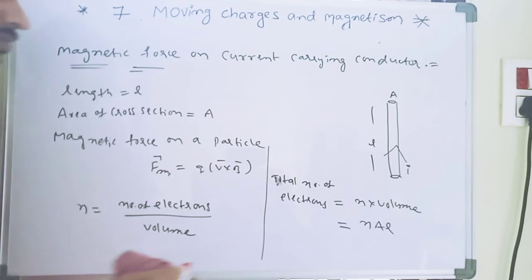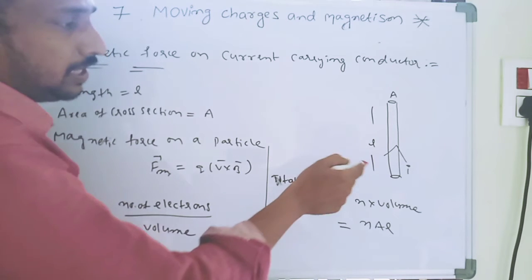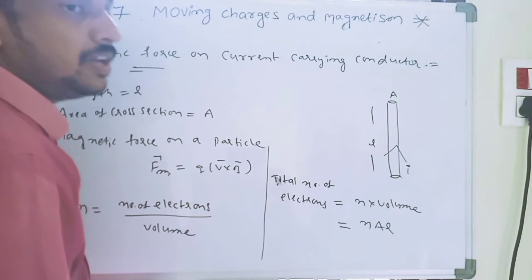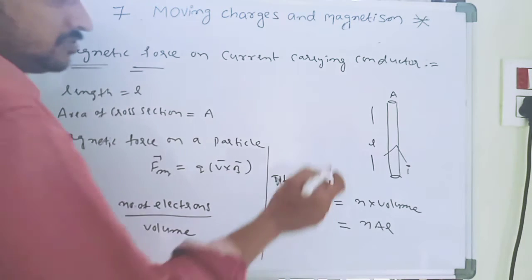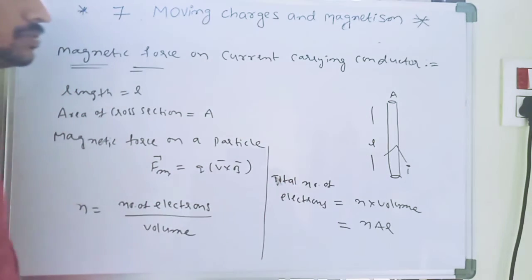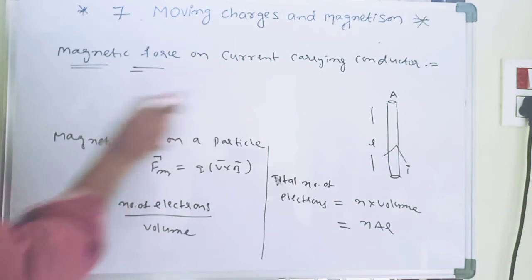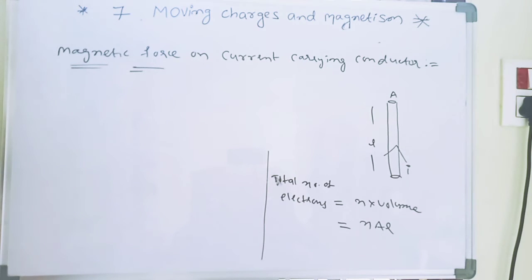And here some current is passing through this conductor. Therefore the electrons have drift velocity. Remember, now in current electricity we are discussing drift velocity. When the drift velocity comes, the conductor has some electric current. So here also drift velocity comes, so I am writing here drift velocity.